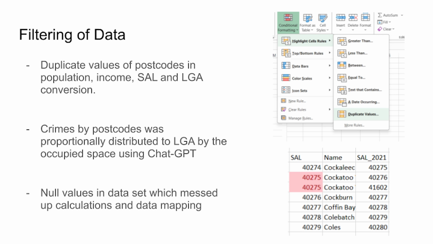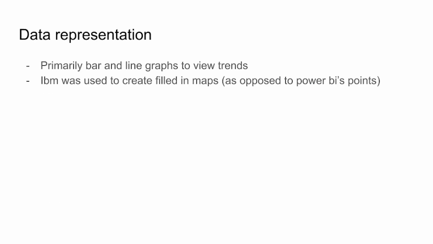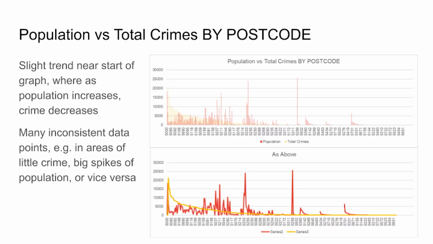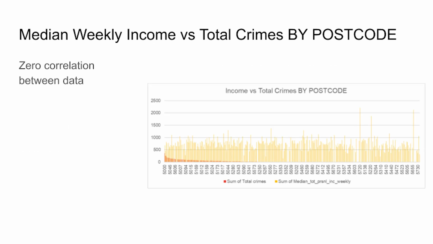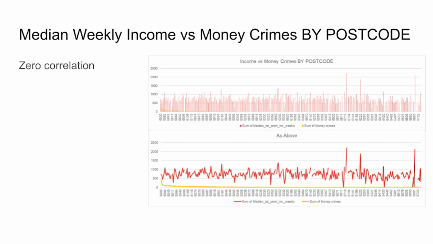Finally, since we mainly looked at trends, we used Power BI and Excel to create line diagrams and bar graphs, whilst Harry used other websites to map them. So, let's begin by looking at all the data we have on population and income within postcodes. And we have it for both total crimes and money ones, so theft, blackmail, etc.